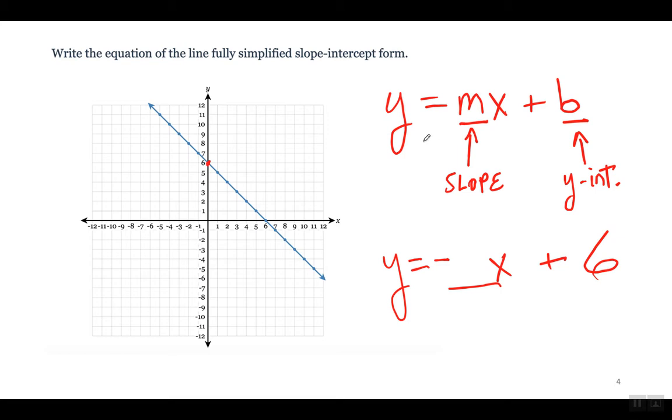Okay, now just pick any 2 points and get the rise and the run.